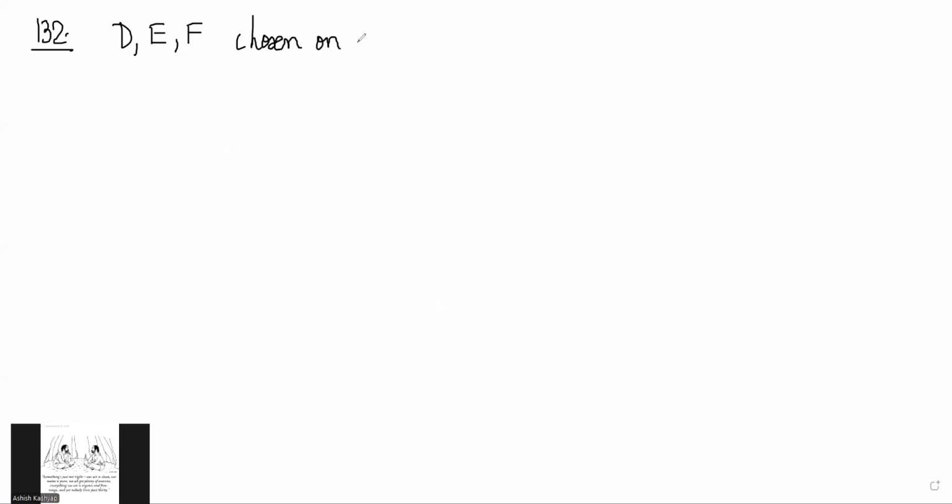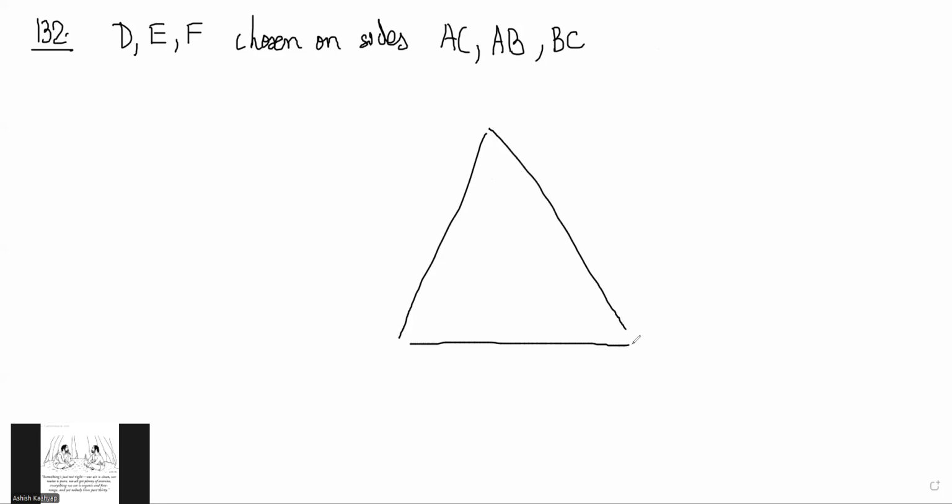Okay, points D, E, F are chosen on sides AC, AB, and BC of an isosceles triangle ABC with AB equals BC. So let's draw first the isosceles triangle. Let's say ABC. AB is equal to BC, and points D, E, F are chosen. Let's say D is here, E is here, and F is somewhere here.